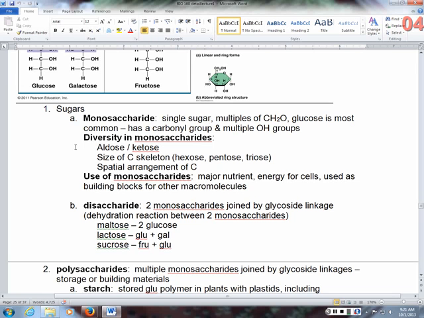Glucose is the most common sugar, and it has a carbonyl group and multiple hydroxyl groups. Sugars are considered an aldose or a ketose, depending on where that double bond is. They get named by the size of the carbon skeleton, so hexose, pentose, triose, 6, 5, 3, and then the spatial arrangement of them.